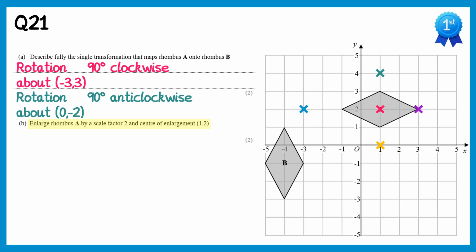And then for the one on the right, that's this purple one here. From the red one to the purple one is to the right 2 squares, so we double that, and it's to the right 4 squares. You can then join up all of these crosses, and you'll see the final rhombus.